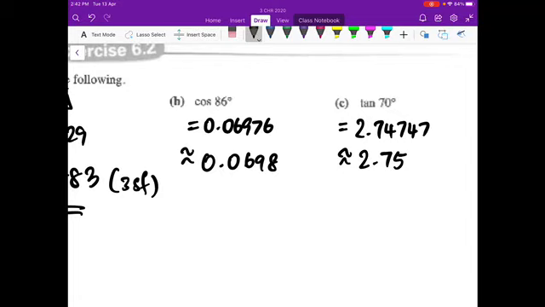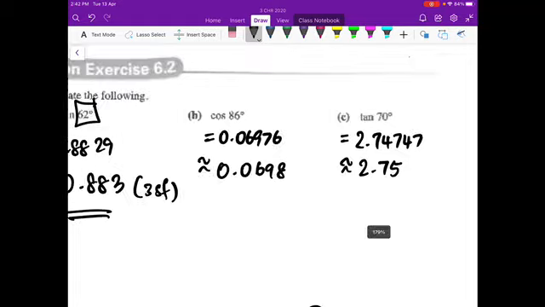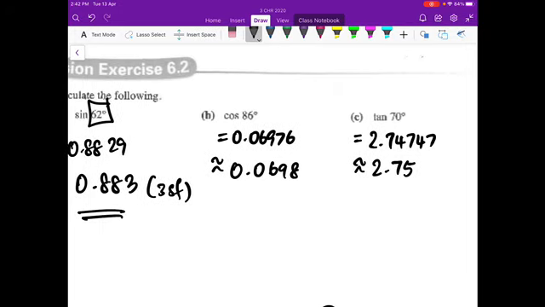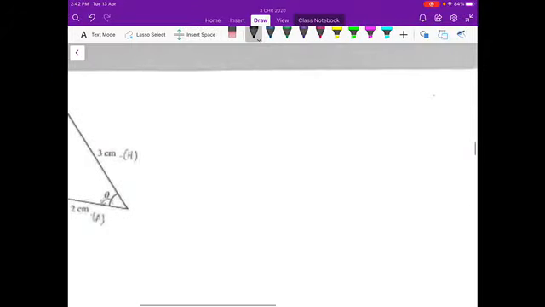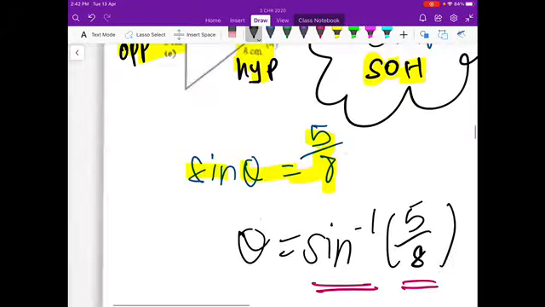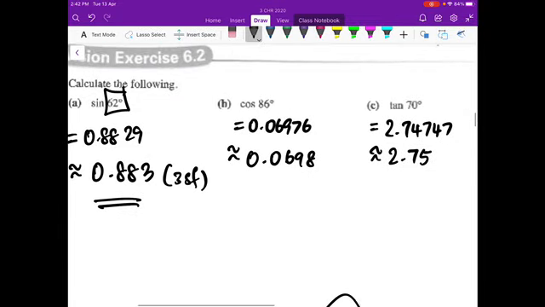Why? What's wrong? Part C, is it? Then your calculator is wrong. Then you check your calculator, are you in the correct degree mode? Finish already.